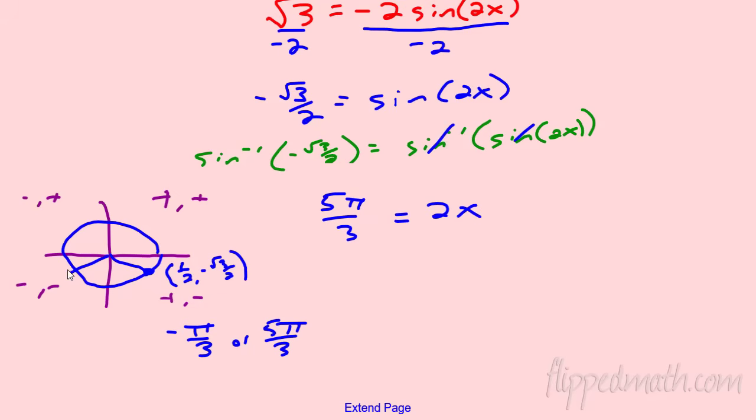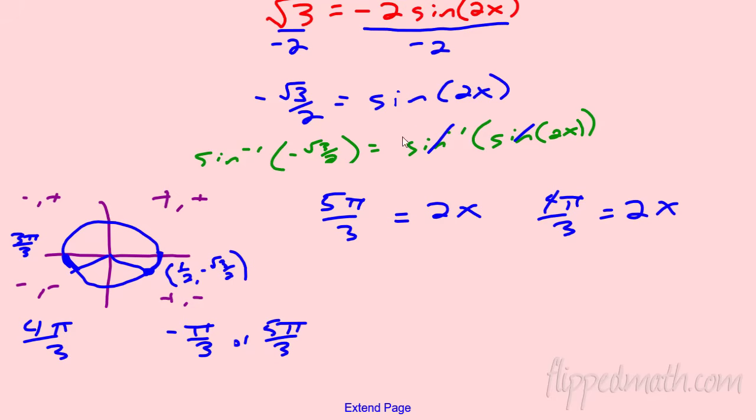But there's two places, right? Over here, the same thing. If I go pi over 3 past pi, and pi you can think of as 3 pi over 3, that's just 1 pi, so add another pi over 3 to it. I'm looking at 4 pi over 3. So I've got another answer here: 4 pi over 3 equals 2x. So I've got to do them both. Don't just stop on one of them.